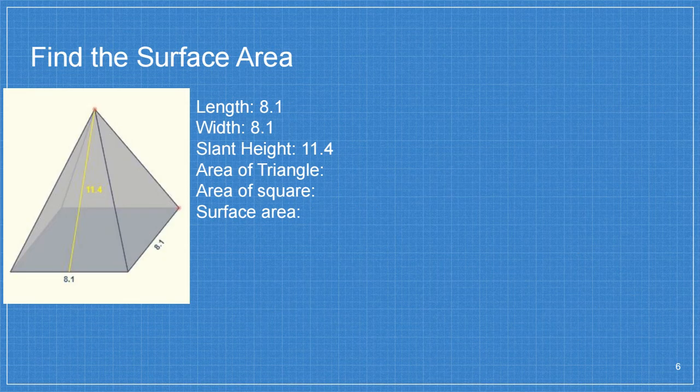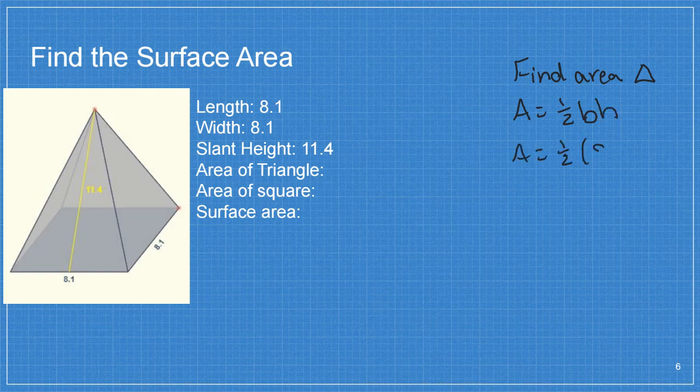And one more example. So my first step is to do what? I need to find the area of my triangle sides. So for this, it tells me that my length is 8.1, which is also the same thing as my base in this case, if I'm looking at my triangle. So the area for the triangle, remember, is 1/2 base times height. So I take 1/2 times 8.1 in this case. And then my height, remember, that's the slant height, which is going to be 11.4.